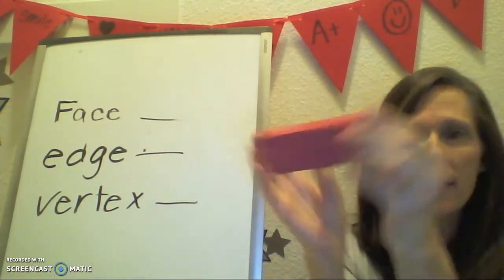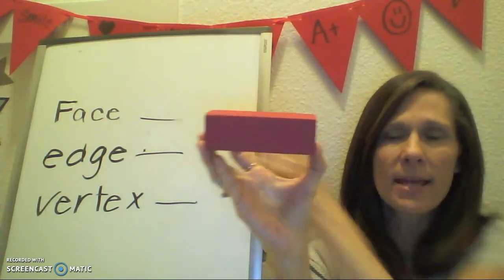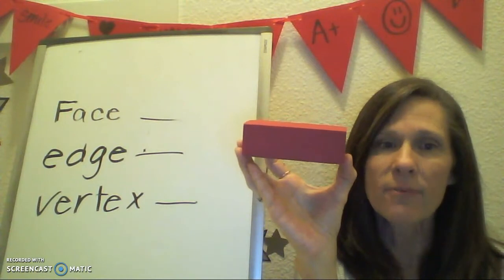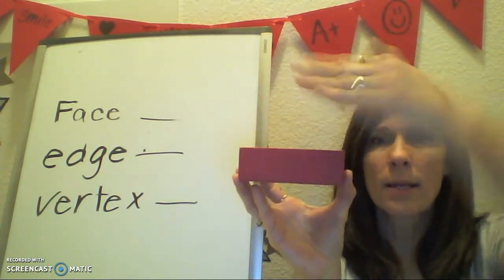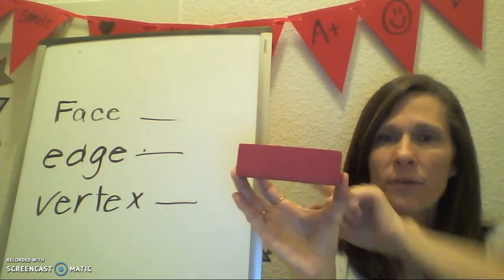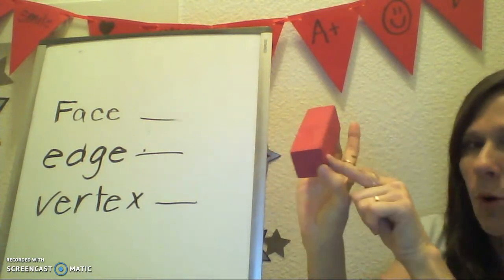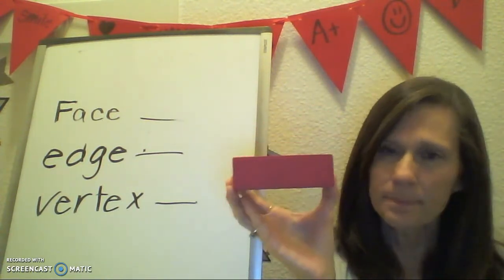I'm going to hold up the rectangular prism, and the first thing that we're going to do is count the faces, the flat surfaces of my plane shape. Ready? So I'm going to start at the top. 1, 2, 3, up, don't forget the one back here, 4, and the sides, 5, 6.